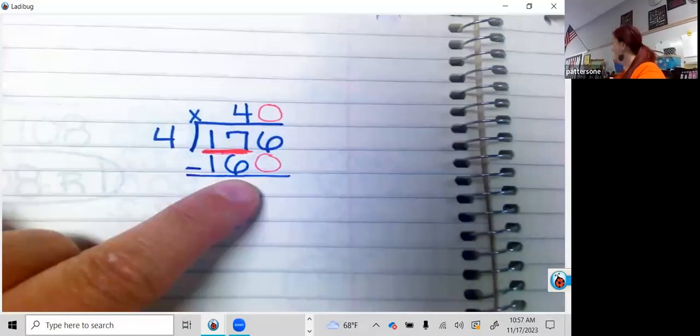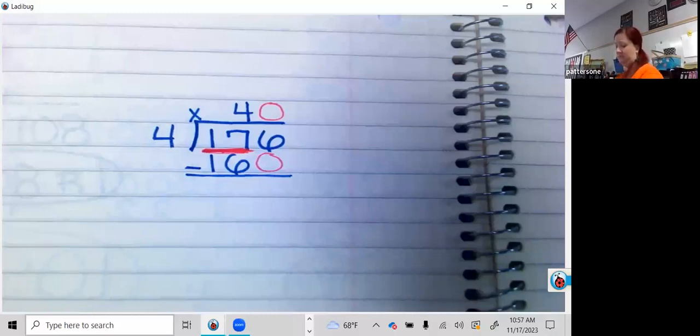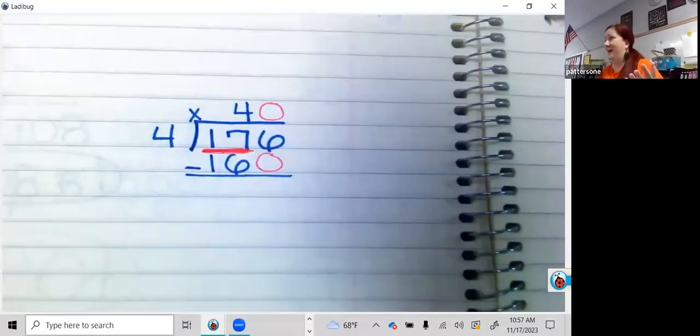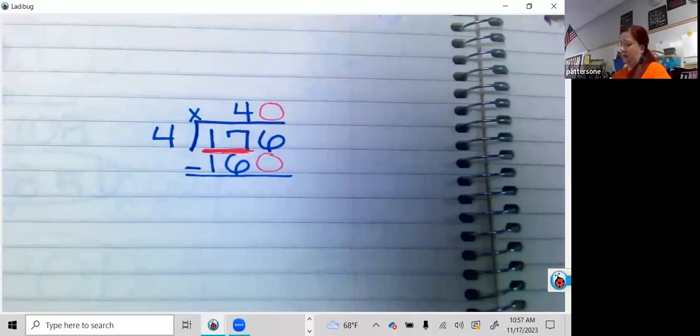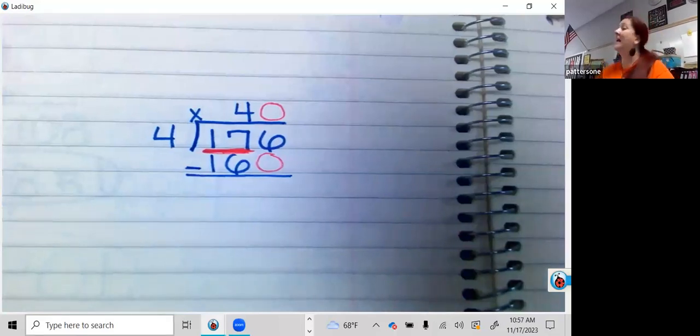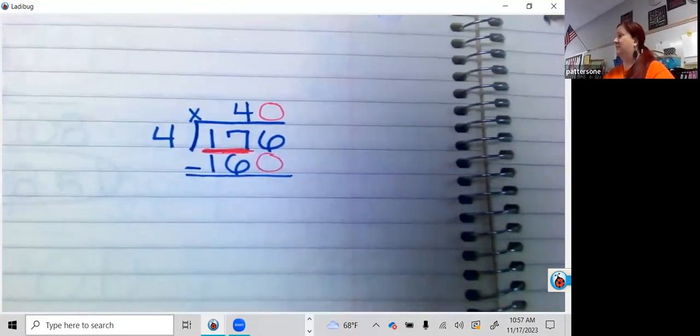I gave away 160 pieces of candy. 40 wasn't one of our friendly numbers we had. But if I was using friendly numbers, I probably would have done 20 and 20, which would have got me to 40. This is just a little faster using your multiplication facts. If this is freaking you out, go back to friendly numbers. Go back to what you know.